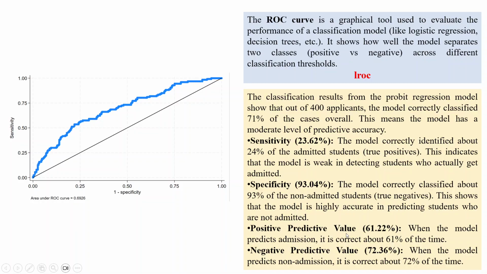Positive predictive value, 61.22%. When the model predicts admission, it is correct about 61% of the time. Negative predictive value is 72.36. When the model predicts non-admission, it is correct about 72% of the time.